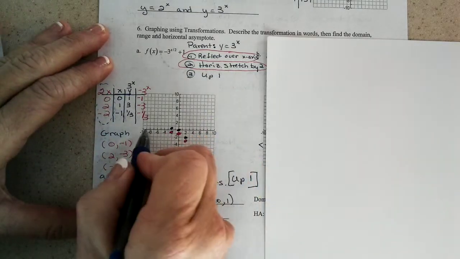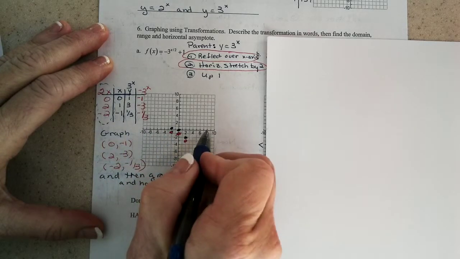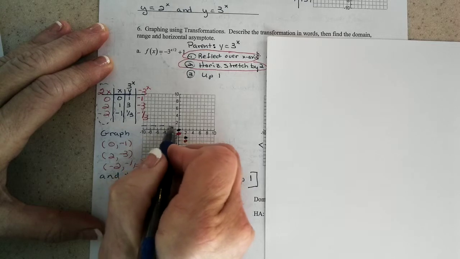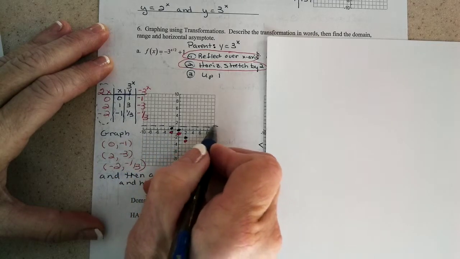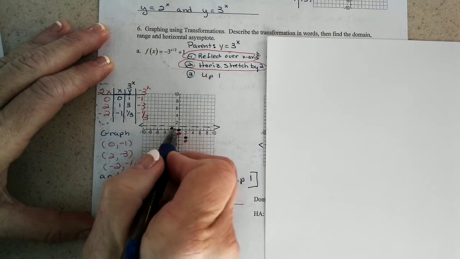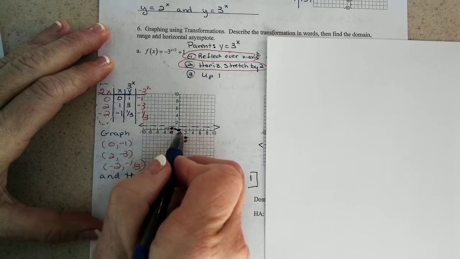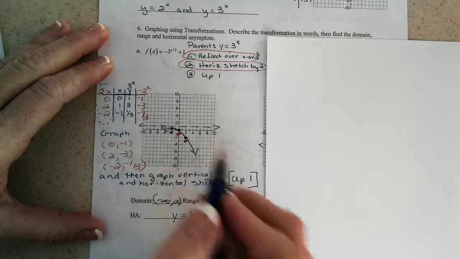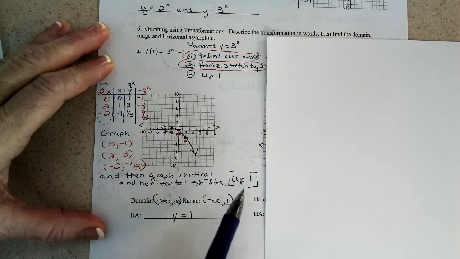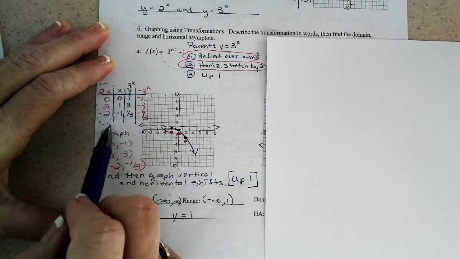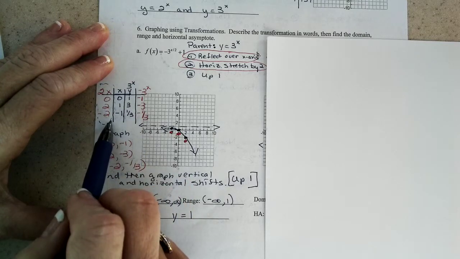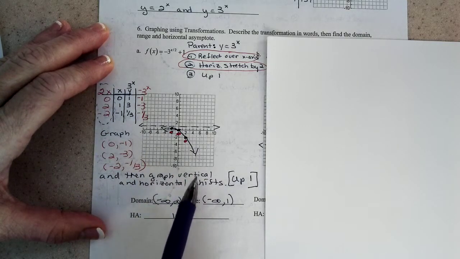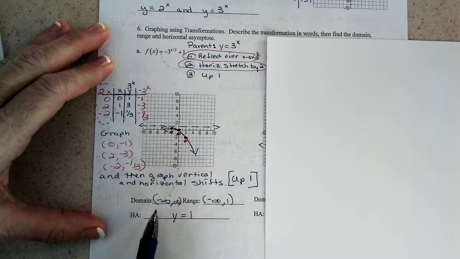We know that the horizontal asymptote was at 0, sorry. Now it's going to be at +1. And here's the graph. Okay? So it's as simple as that. You graph those transformed x and y coordinates and then do any vertical or horizontal shifts to each one of the points as you go.